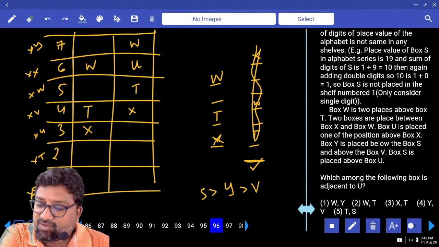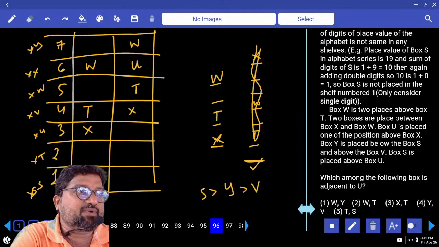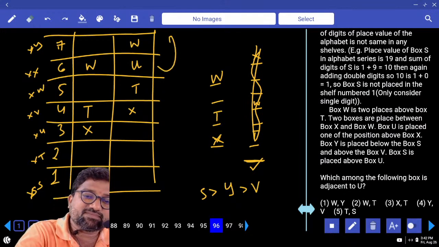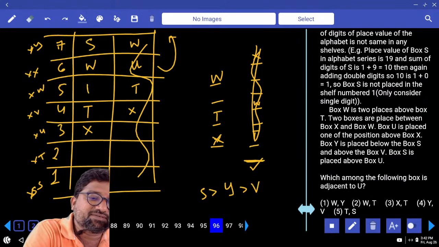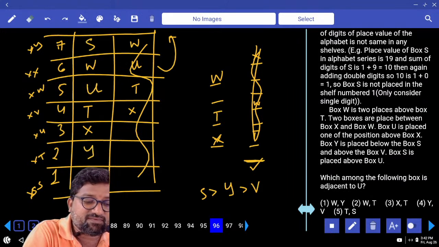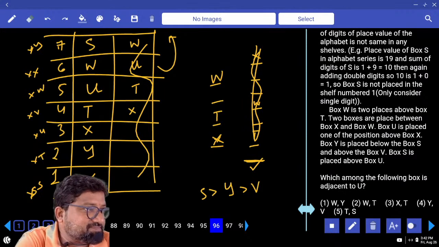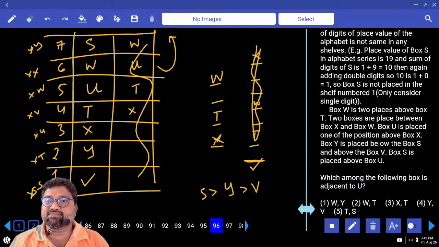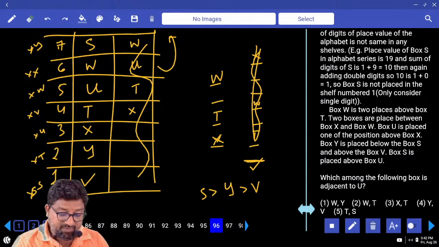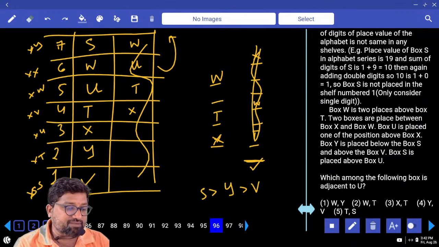Done. Box S is placed above U. S, U. Simple question. No time, we have completed. The problem is, you have to clearly understand the instructions given in para 1, and if you don't, there is no way. It becomes tough for you.